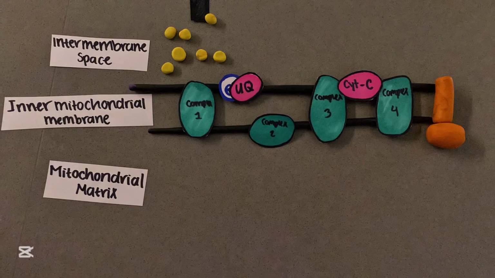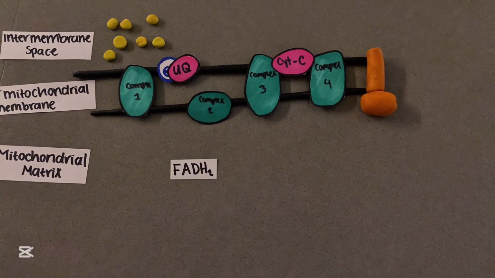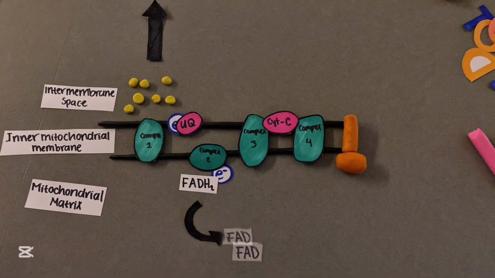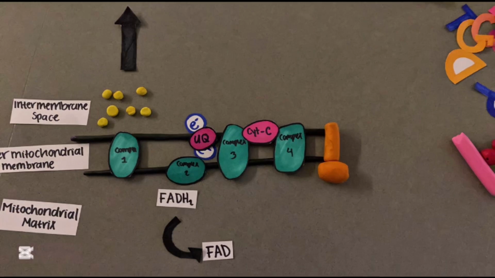The electrons are then passed to ubiquinone, a mobile electron carrier. The release of energy is used to pump protons from the mitochondrial matrix into the intermembrane space, which contributes to the concentration gradient. FADH2, produced in the Krebs cycle, donates its electrons to complex 2, bypassing the first complex. FADH2 contributes less energy than NADH. Complex 2 does not pump protons, but it still transfers electrons to ubiquinone.